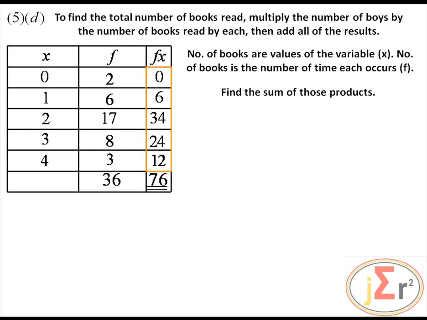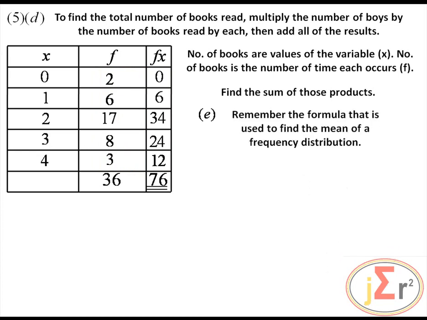Now we will calculate the mean number of books, and we are going to recall the formula that is used to find the mean of a frequency distribution. X bar is equal to the summation of fx divided by the summation of f. So x bar is the mean, that is equal to the summation of fx. What is the summation of fx? Here we have that 76, and the summation of f we have there 36, and that is equal to 2.11.